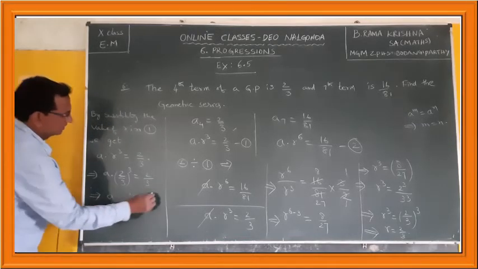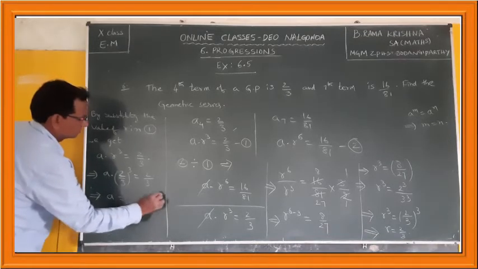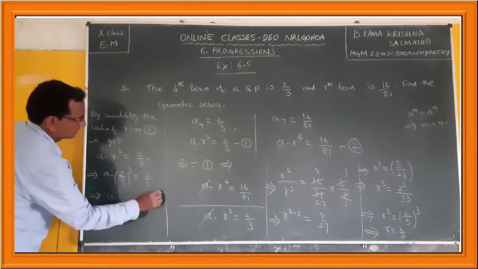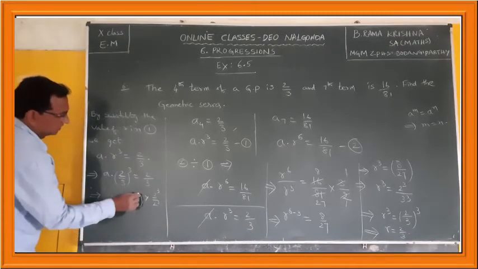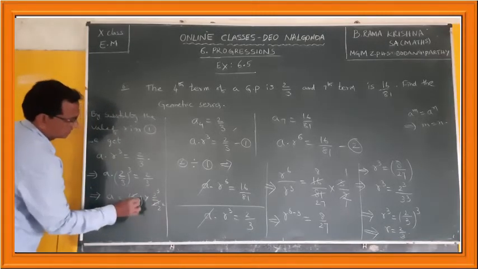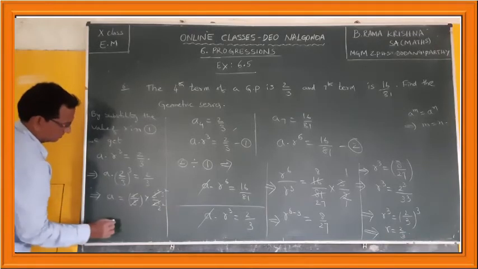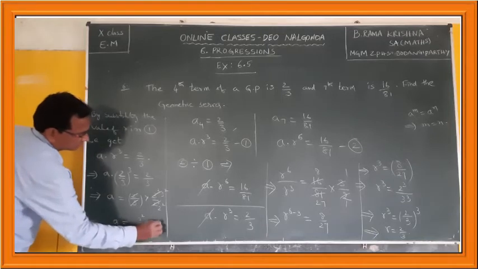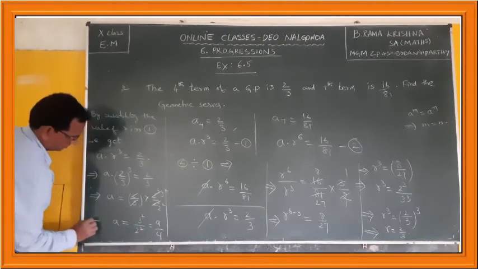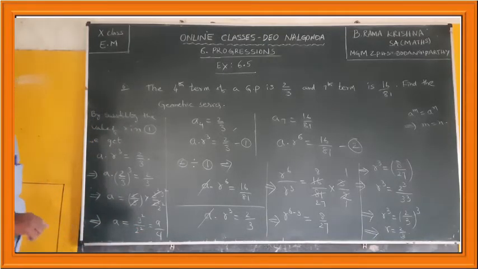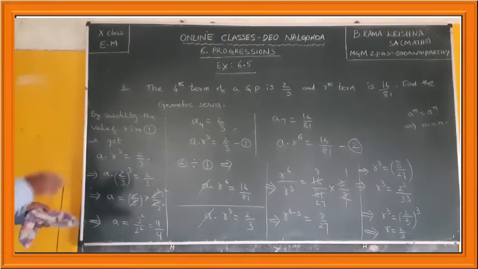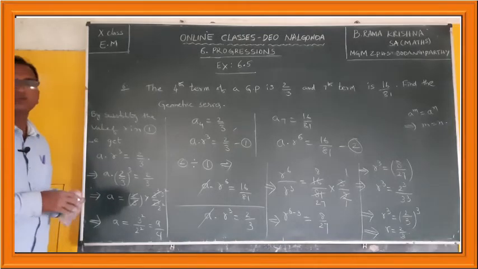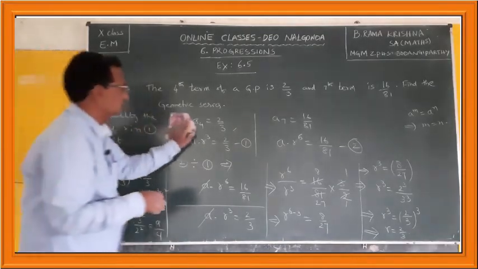What do you get? 3 by 2 to the power of 3, I am writing directly here. Here also 3, here also 3, 2 times 3, also 2 times. How much do you get? A is equal to 3 square by 2 square, which is equal to 9 by 4. So A is equal to 9 by 4 and R is equal to 2 by 3. Using these two, we can find the geometric series. Let us find that.